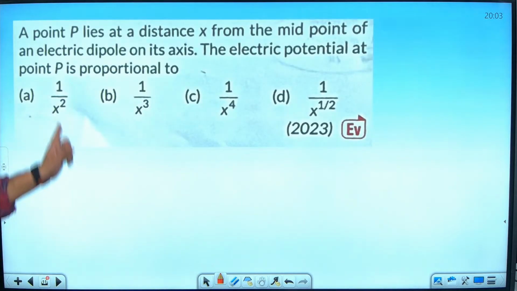Basic. Take this question. Fast, simple question. You can immediately say the answer without even solving. It came last year, 2023.